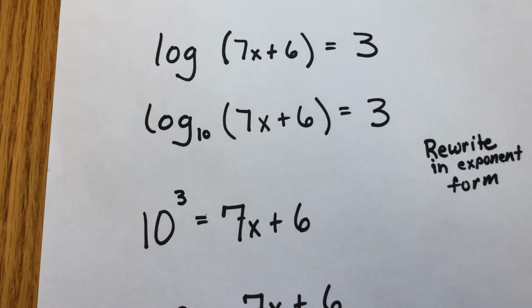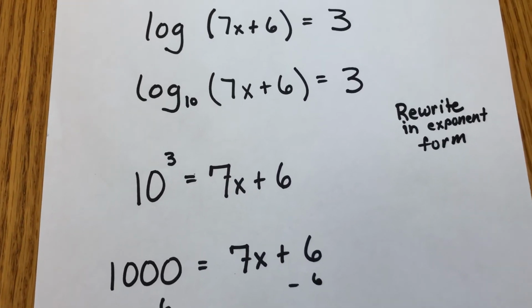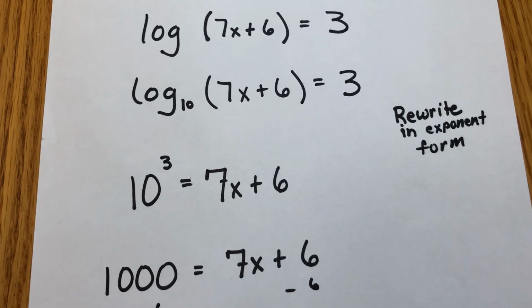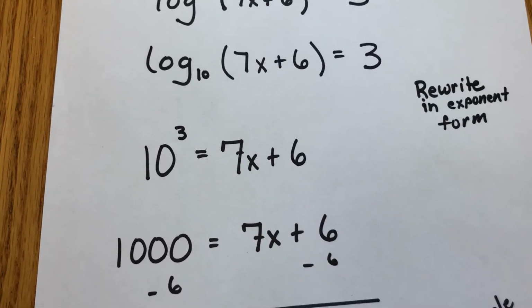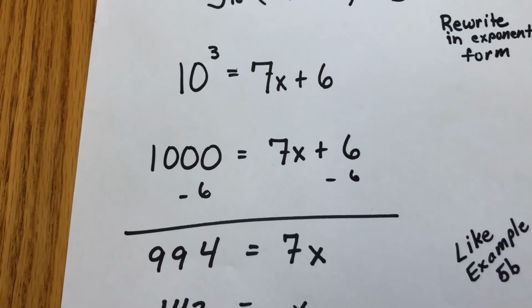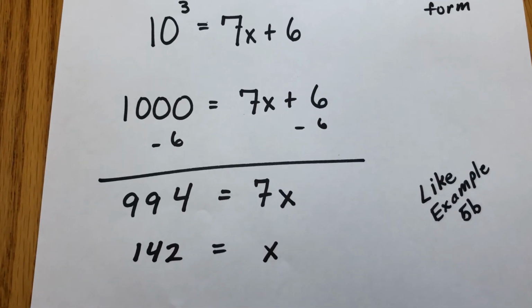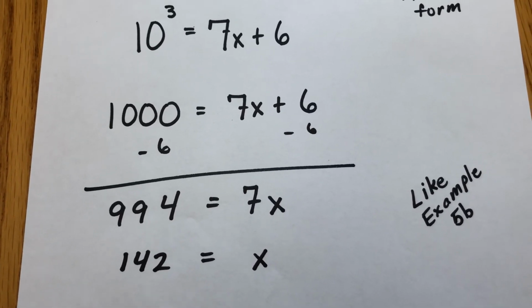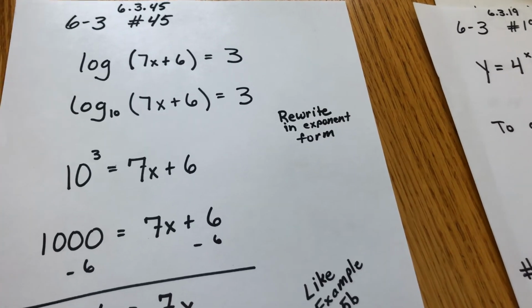So I rewrote it in exponential form, and then I know that 10 to the third is 1,000. And then this is something basic that you can definitely solve. 1,000 equals 7x plus 6. So I just subtracted 6 and then divided by 7 and got x equals 142. That's just kind of a random sampling of the questions from 6-3.